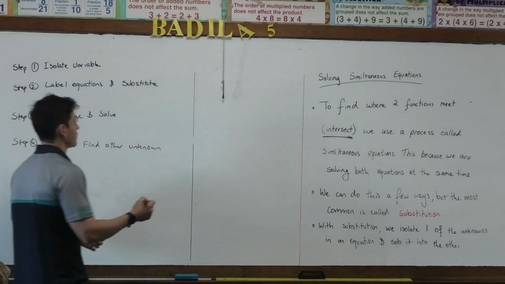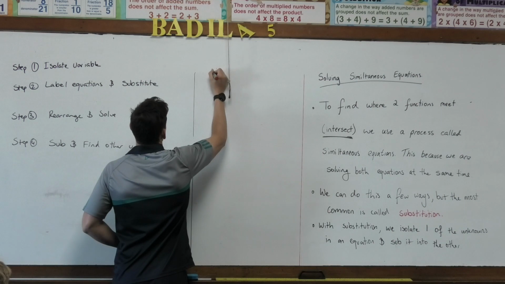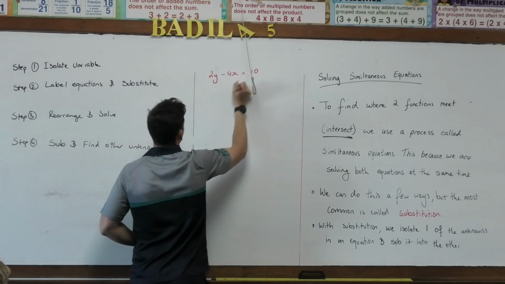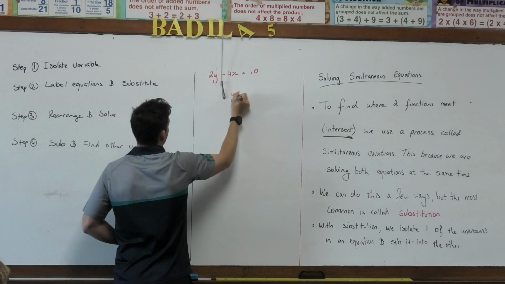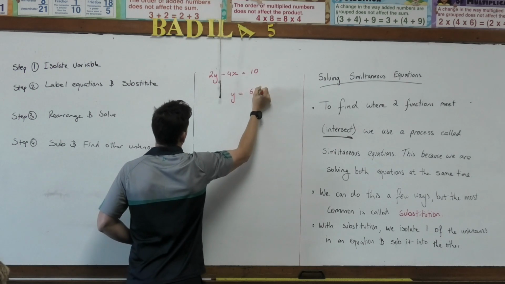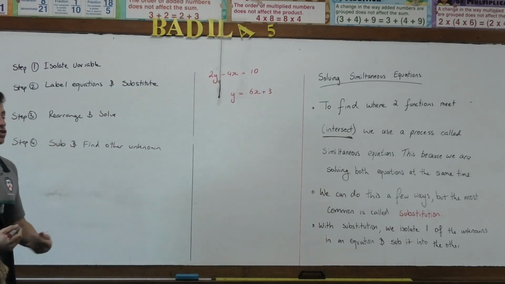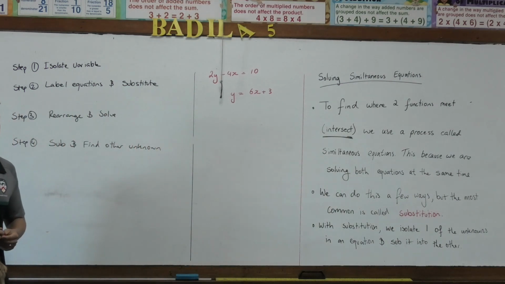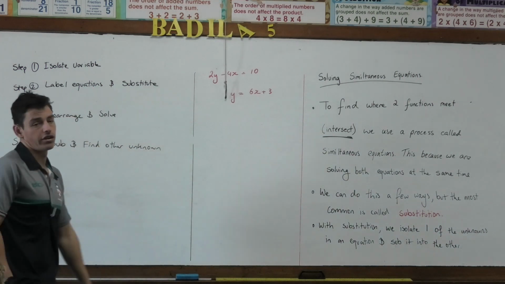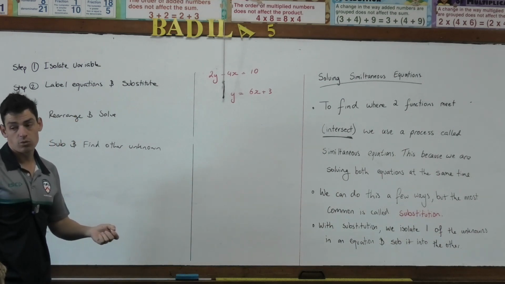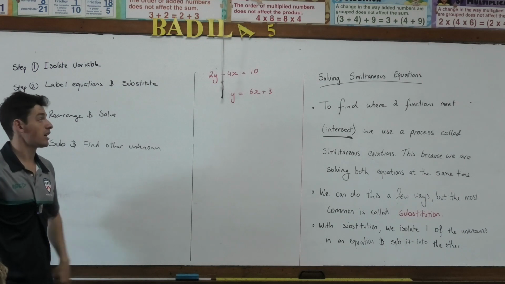Give me two equations. I'm going to go 2y minus 4x equals 10, and I'm going to go y equals 6x plus 3. Something like that. So I've got two equations there. What I need to do in step one is to isolate a variable. Do I need to isolate any one of those variables there, or have I already got one isolated? Which one's isolated? The second one.